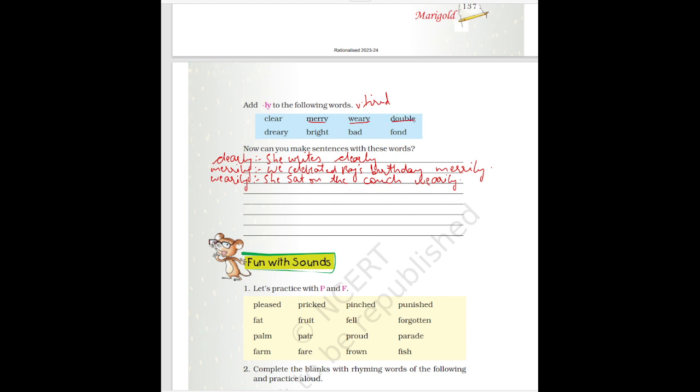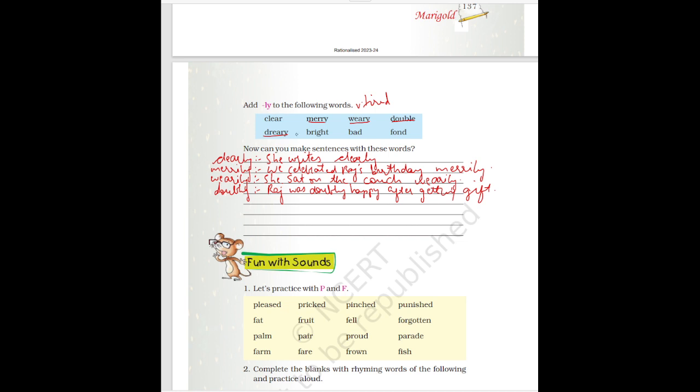Then double will become doubly, D-O-U-B-L-Y, which means twice, two times. You can write, Raj was doubly happy after getting gifts. So after getting gifts, he was doubly happy.